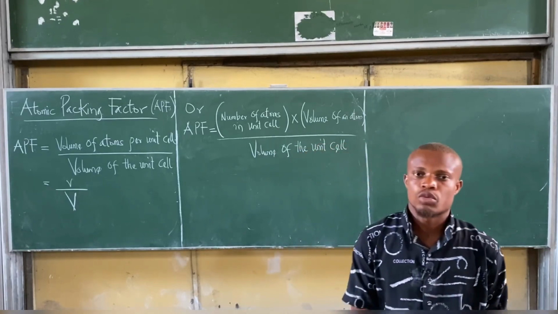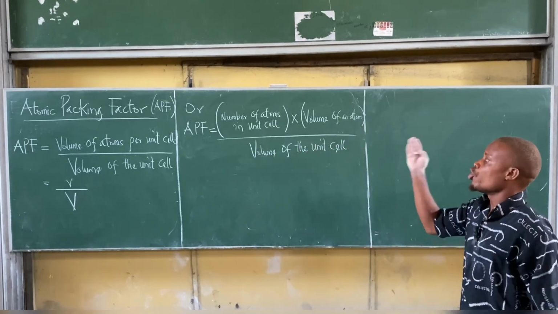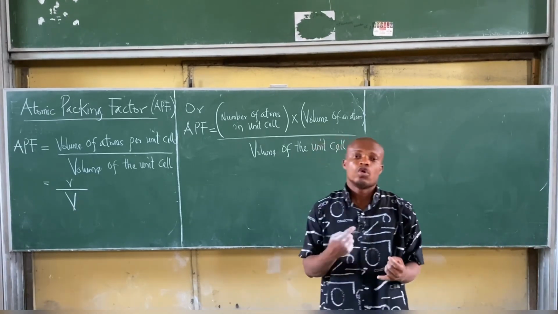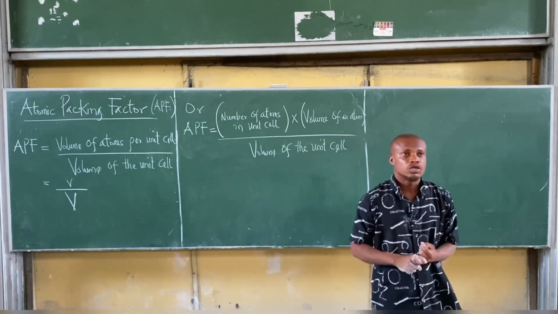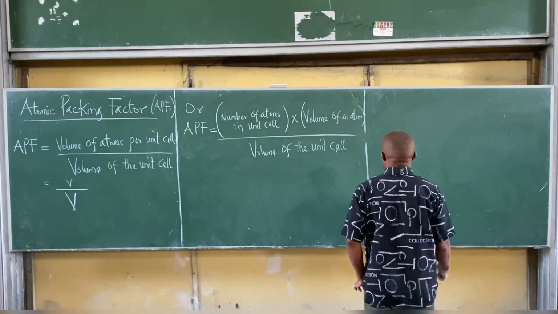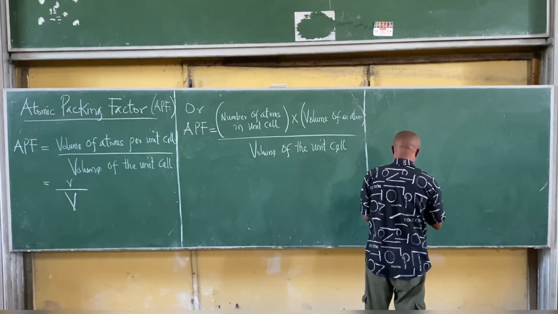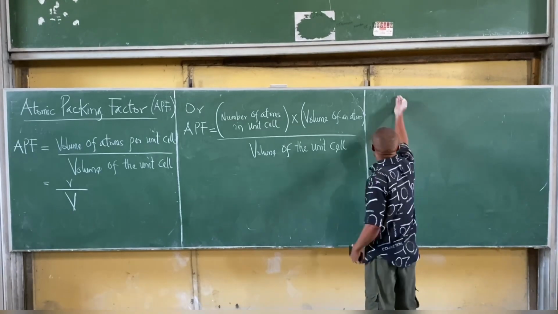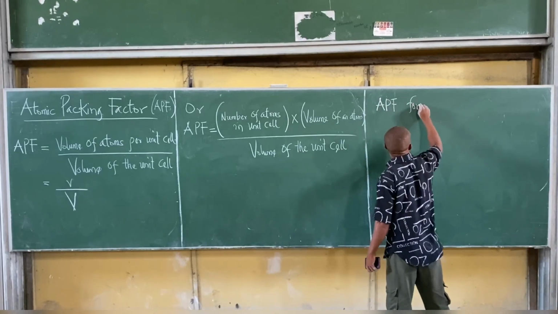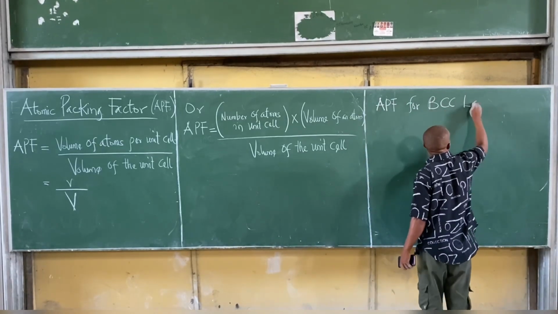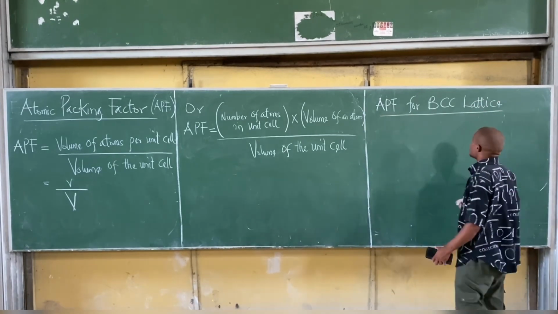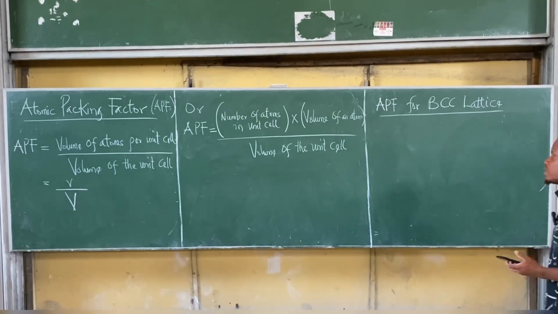How closely atoms are packed in a unit cell gives you your atomic packing factor. So let's look at the atomic packing factor of the face-centered cubic structure, the body-centered cubic structure, and the HCP structure. Let's start with the BCC lattice. APF for BCC lattice.